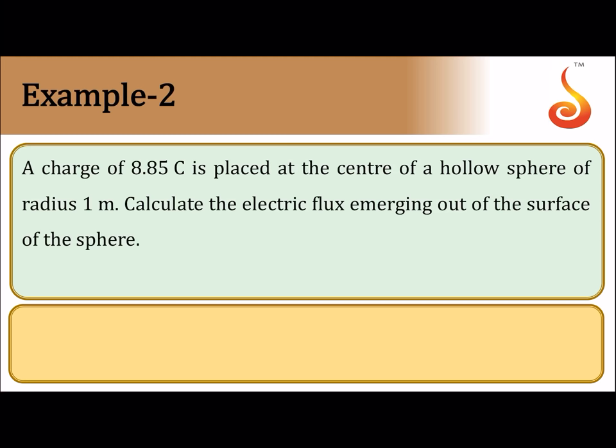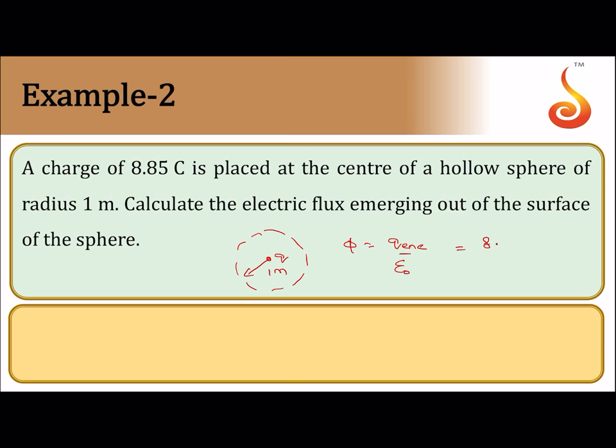Example 2. A charge 8.85 coulombs is placed at the center of a hollow sphere of radius 1 meter. Calculate the flux emerging from the surface. So you have a sphere, radius of the sphere is 1 meter, and you have a charge Q inside. You want to get the flux. Flux is nothing but Q enclosed by epsilon naught. So I'd like you all to solve it, give it a shot. Q enclosed is 8.85 coulombs, epsilon naught, I hope you all remember, 8.854 times 10 to the power minus 12, or 8.85 times 10 to the power minus 12. So substitute it and calculate the flux.